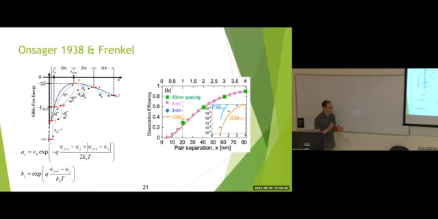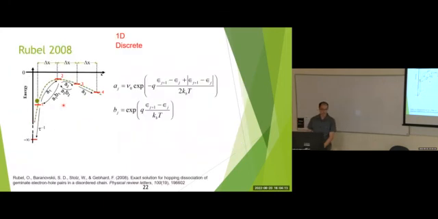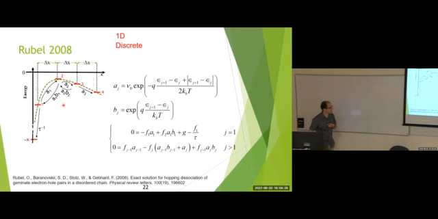Actually, this extended Frenkel multi-step model has its own name. It's called the Rubel model. The Rubel model is a 1D discrete model where one can find the transition rates very easily if one knows the energies of all the sites. And it's also very easy to calculate the dissociation efficiency. All you need to do is to formulate this set of rate equations, one equation for each site here, solve the system, and then it's very easy to find the dissociation efficiency.